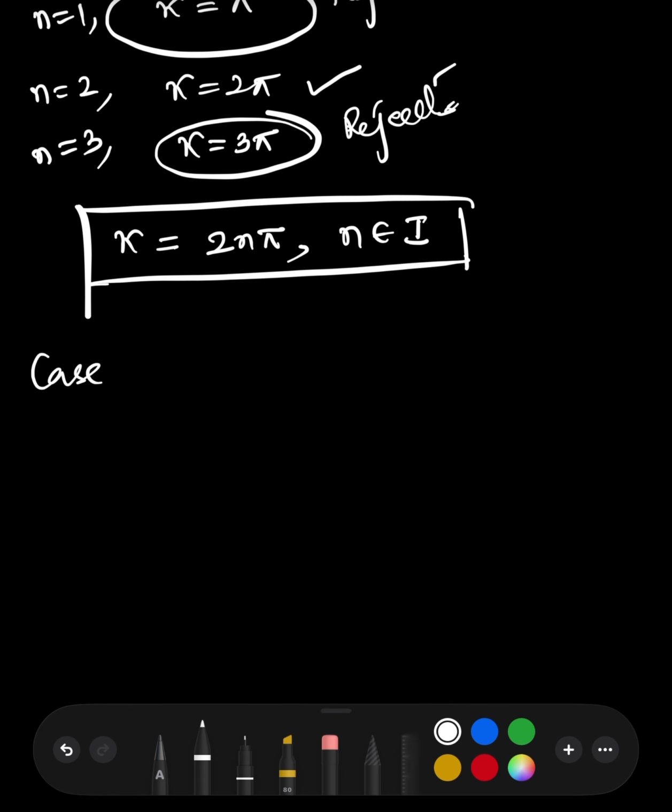Now move on to case 2. Then I can say that, suppose mod cos x equal to minus cos x.